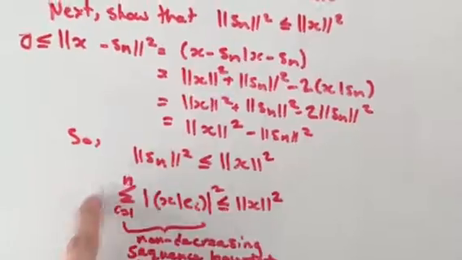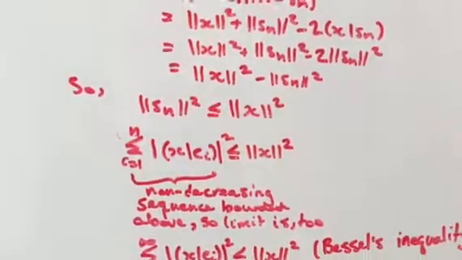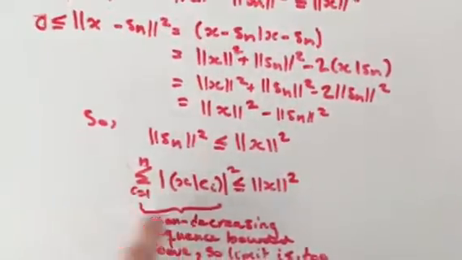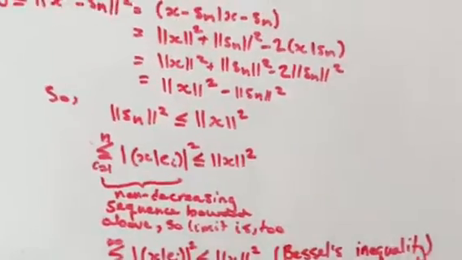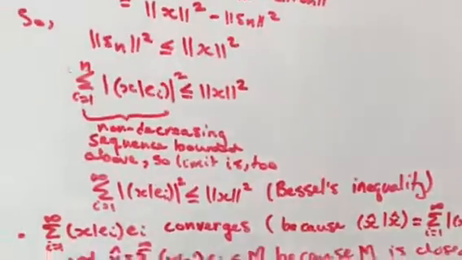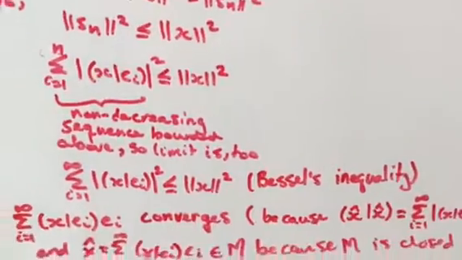And we have that for any finite sum, this has to be less than or equal to the squared norm of x. Now I will point out that this is a non-decreasing sum, and we know from real analysis that if we have a non-decreasing sequence that's bounded above, the limit must exist as well, and so we can take the limit on the left hand side and we get Bessel's inequality.